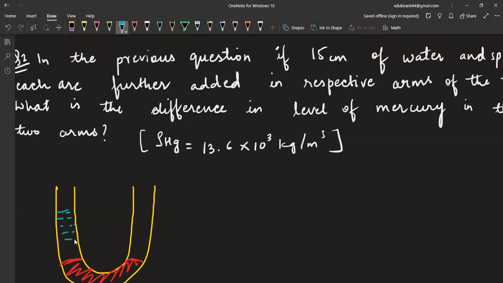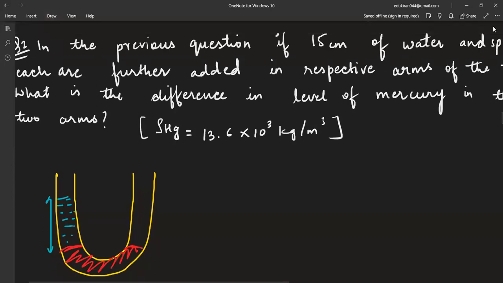Now it's just that there is an increment in the length of water. It was for how much? 10 centimeters. How much was the length of water? Yeah, 10 centimeters. So 15 added, 25 centimeters this will become. Same thing will occur with spirit also. So now the length is 27.5 centimeters.